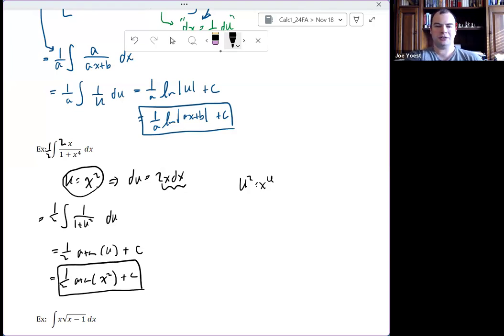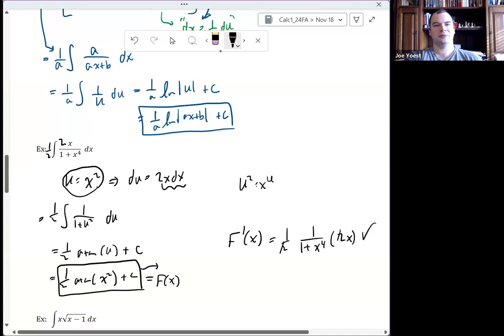So we have 1/2 arctan of x squared plus c. That was kind of a complicated one. Let's actually differentiate to check. My claim is that this is, say, big F of x. Big F prime of x, well, the constant, of course, differentiates off. I get 1/2. Arctan of stuff gives me 1 over 1 plus stuff squared. X squared squared is x to the fourth. Times the derivative of the stuff, times 2x. The 2's go away, and yeah, so that actually does work.